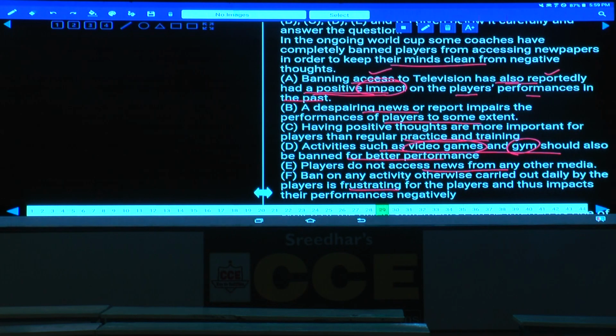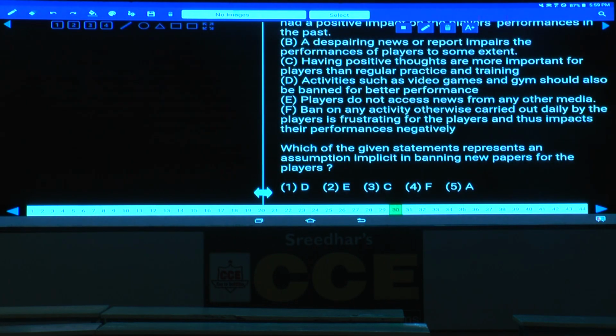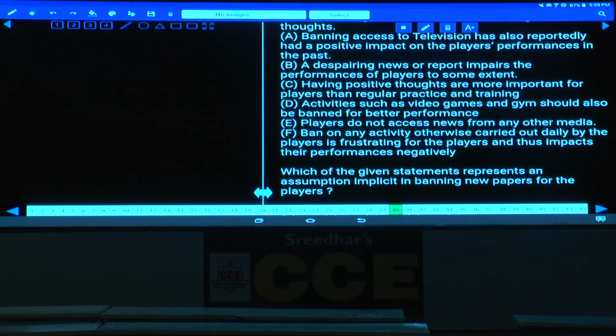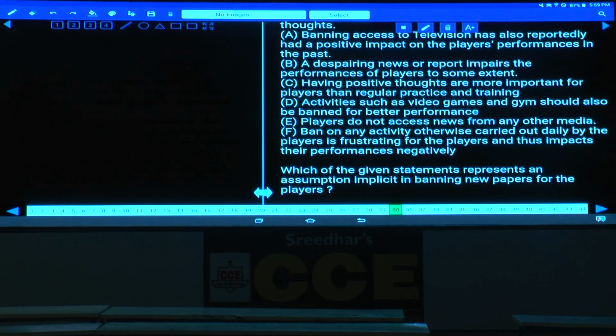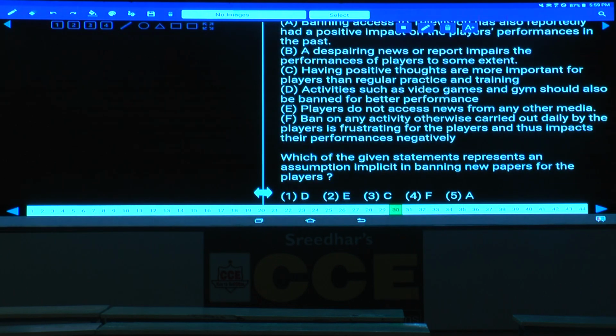Next one, question number 30. Yes, tell me what about this question number 30 here? And what is the assumption of this one? Yes, tell me what is the assumption of this person? Now the assumption of this person is what? Banning access to despairing news or reports impairs the performance of players to some extent, isn't it? Now this is what that person, the coaches are thinking about this one or not? E. Now D. What is D here?